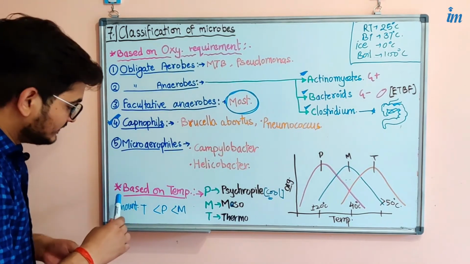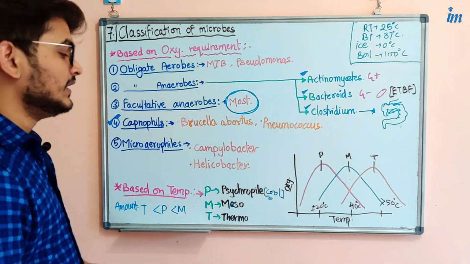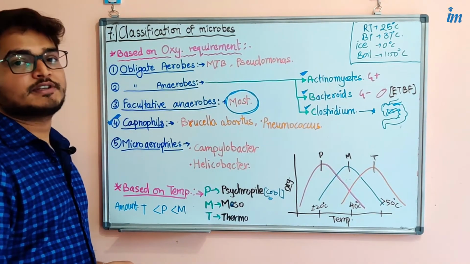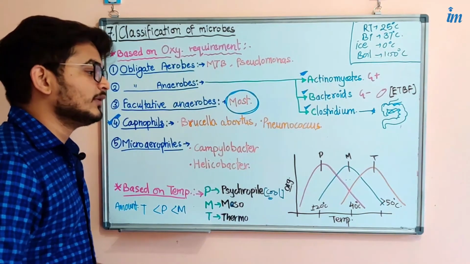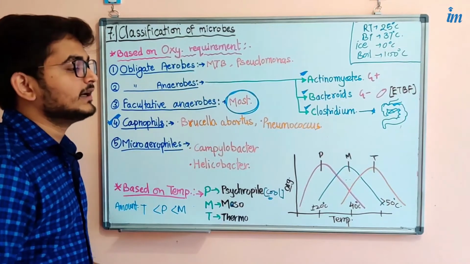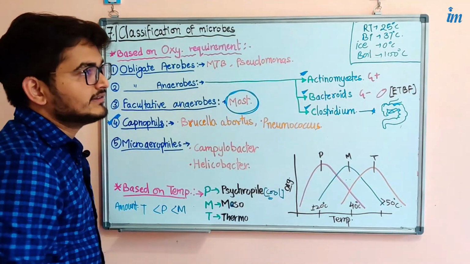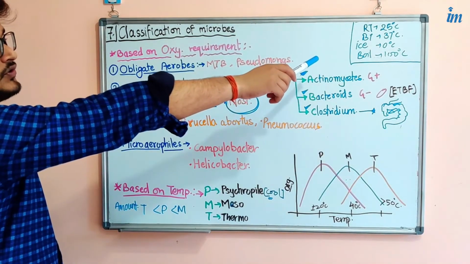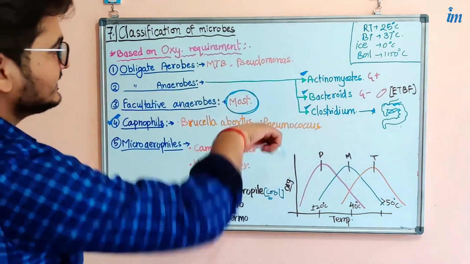And the second one, based on temperature, they have PMT: the psychrophils, mesophils, thermophils. Psychrophils grow at the least temperature, around plus minus 20 degrees Celsius, mesophils are most of the microorganisms, and thermophils are the least of the microorganisms. At high temperature, they grow. Our body temperature is 37 degrees Celsius, room temperature 25 degrees Celsius, ice 0 degrees Celsius, and boiling of water is 100 degrees Celsius. Keep these things in mind.